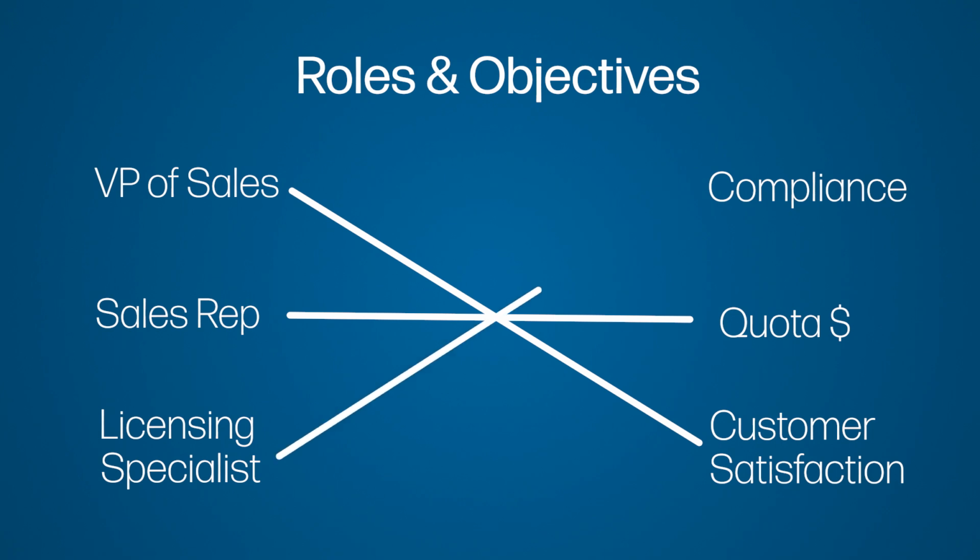A licensing person maybe has a role around ensuring compliance. So they're going to want to make sure that the compliance number is within a certain threshold. So you can see how, depending on who has the power, you may need to change how you try to negotiate with them, depending on what that person's objectives are.